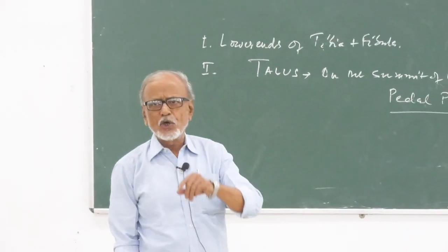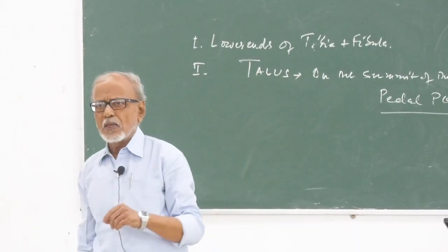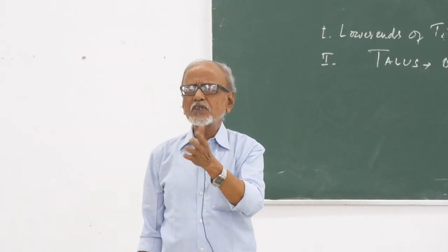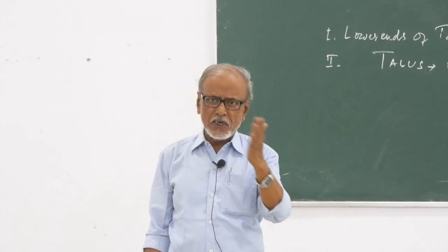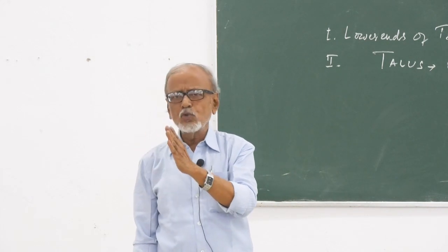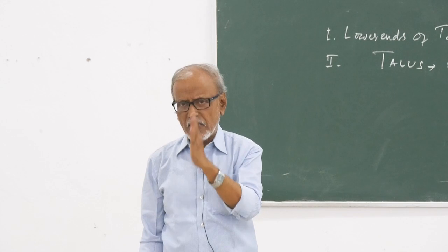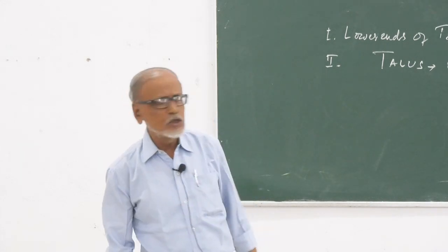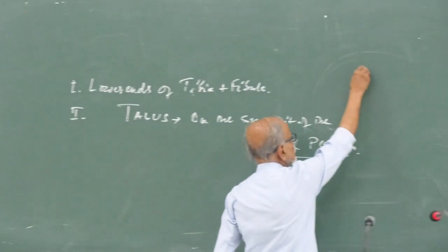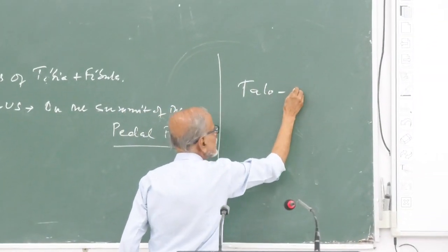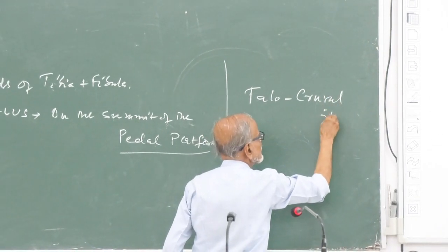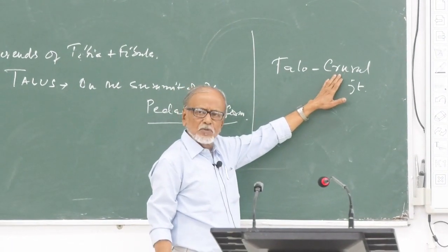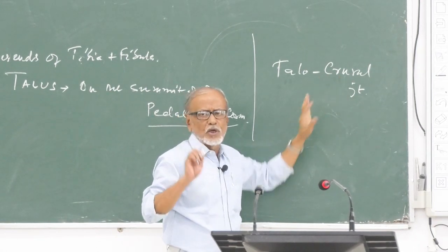Ankle joint we also use, but its anatomical nomenclature, orthopedicians or radiologists, they do not term the ankle joint as ankle joint. They say more often the talocrural joint. The ankle joint is anatomically the talocrural joint. Talus is participating and both bones of the leg are participating. Therefore, it is the talocrural joint.